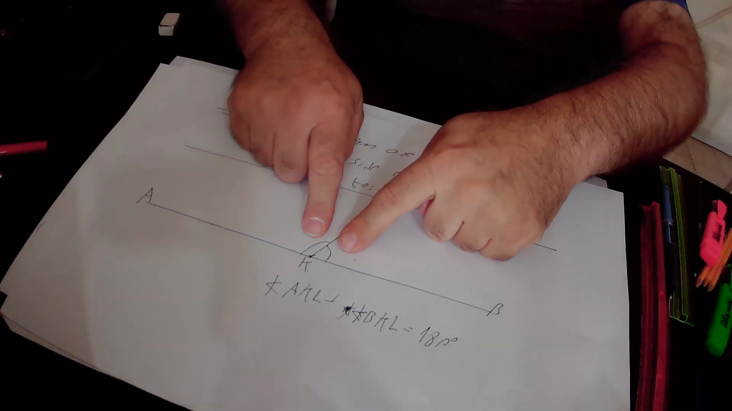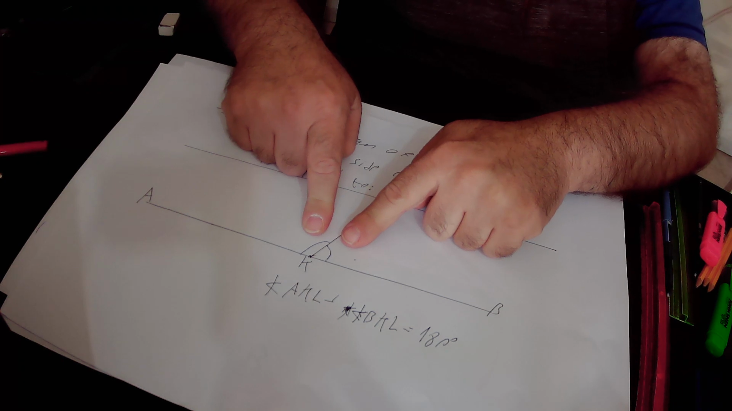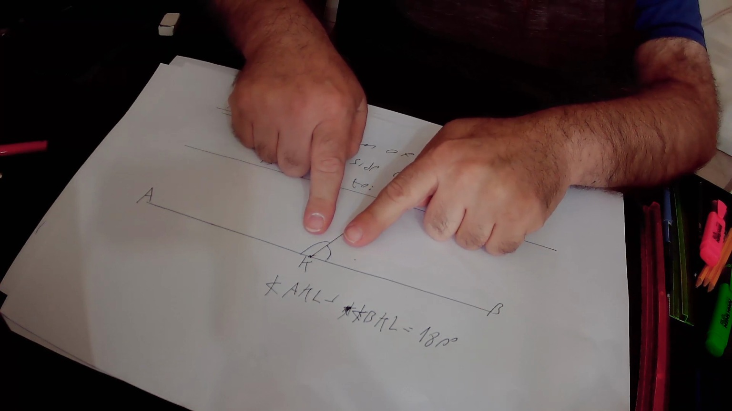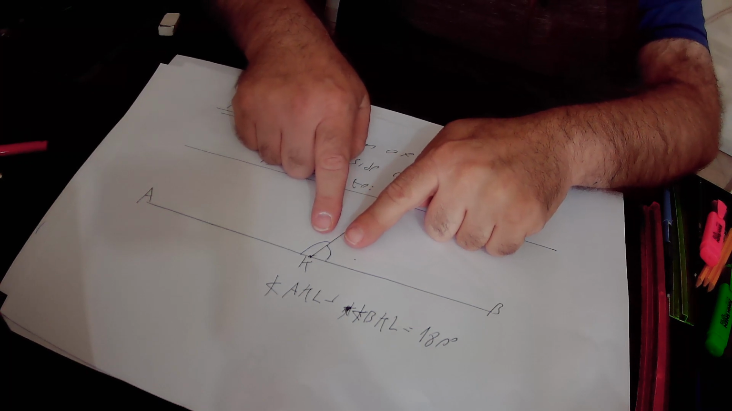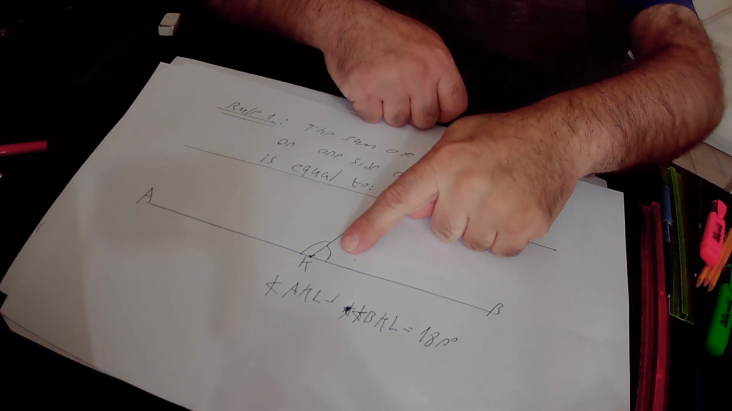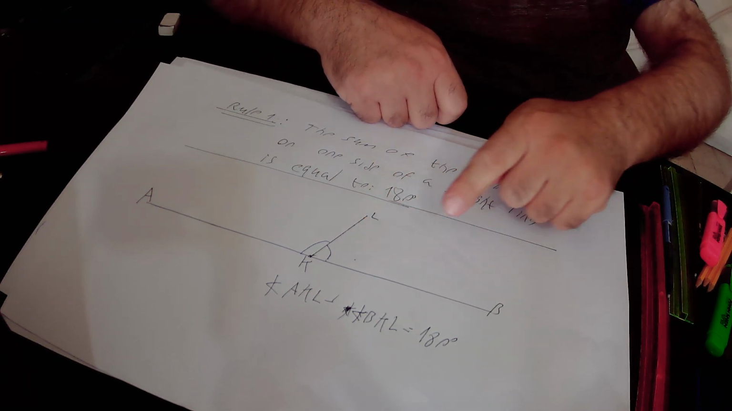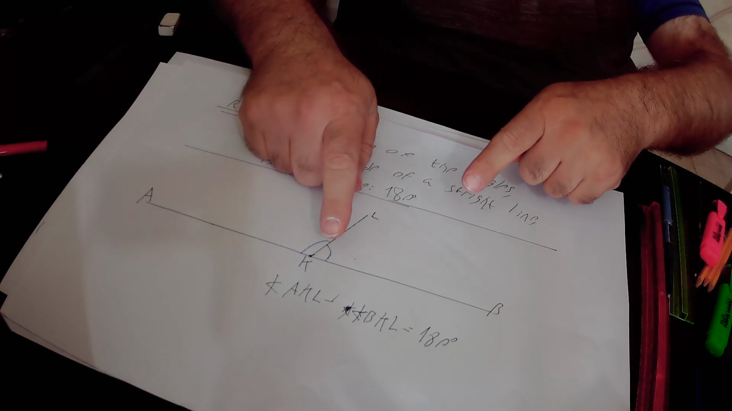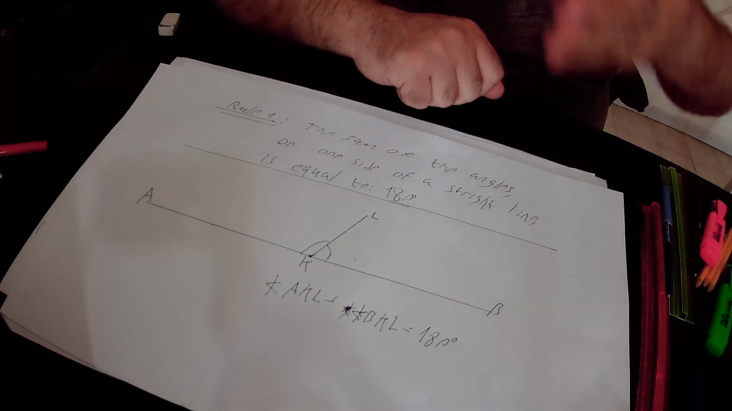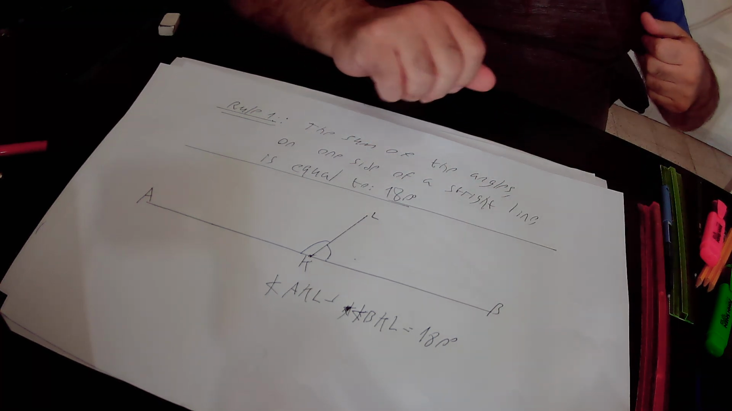That is to say, the sum of those two angles, the two angles that we have at the upper side of AB at point K, must be equal to 180 degrees according to rule number 1. This is angle AKL and this angle is BKL. So in conclusion, angle AKL plus angle BKL must be equal to 180 degrees according to rule number 1.